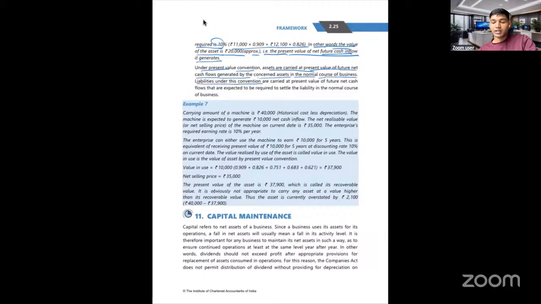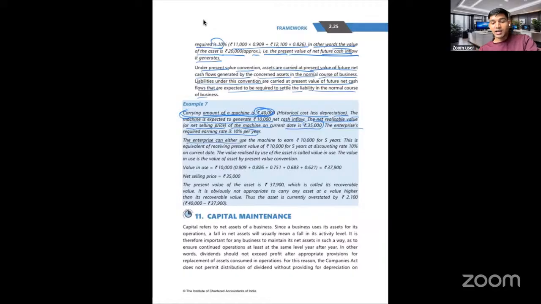Liabilities under this convention are carried at the present value of the future net cash flows that are expected to be required to settle the liability in the normal course of business. Carrying amount of the machine is rupees 40,000, historical cost less depreciation, and the machine is expected to generate rupees 10,000 net cash inflow. The net realizable value or net selling price of the machine on the current date is rupees 35,000. The enterprise's required earning rate is 10% per year.